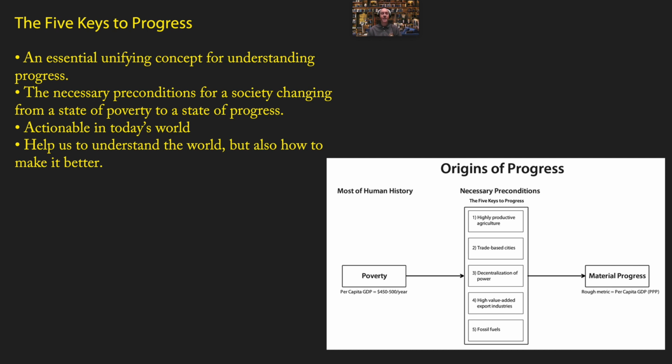I believe the 5 keys to progress are the necessary preconditions for a society to change from a state of poverty to a state of progress. And the great thing about this theory is it's also actionable. We can derive policies to make things better today. In other words, by helping us to understand the past, we are able to make the future a better place.